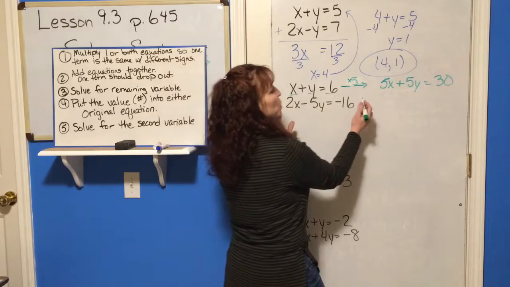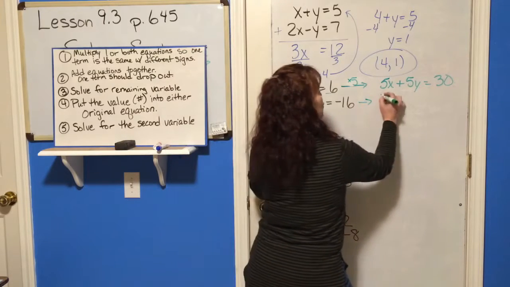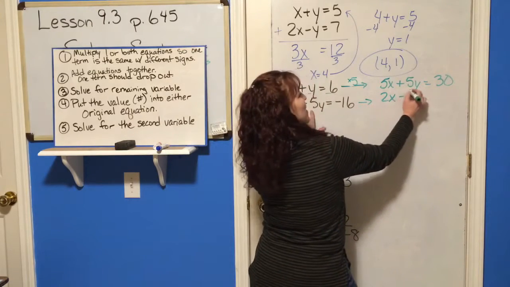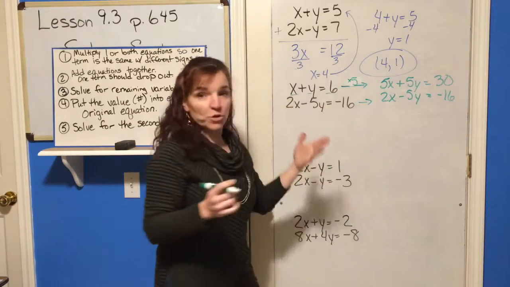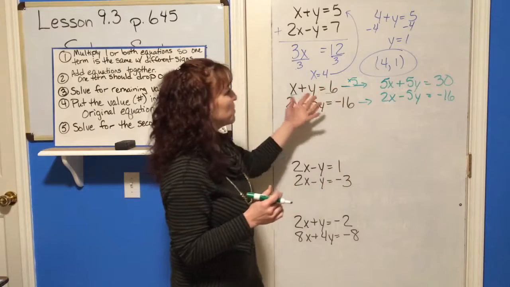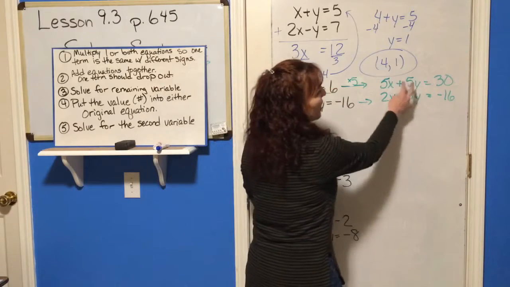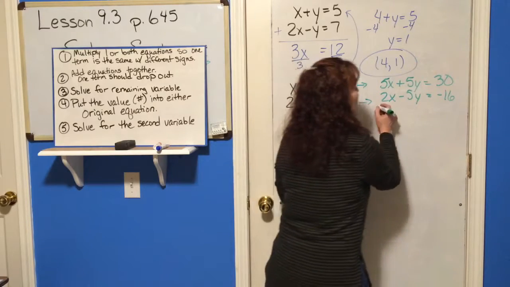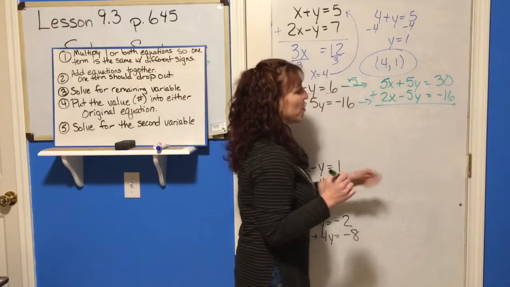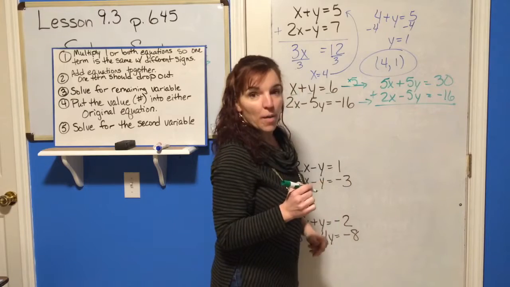All right, and now this one we're not going to change at all, so let's just line it up. 2x minus 5y equals negative 16, and that's my first step. All right, so just multiply by something so that now we have 5y and negative 5y, so that when we do step 2 and add these two together, now the y's will totally drop out.